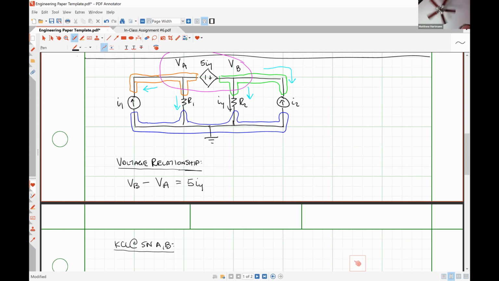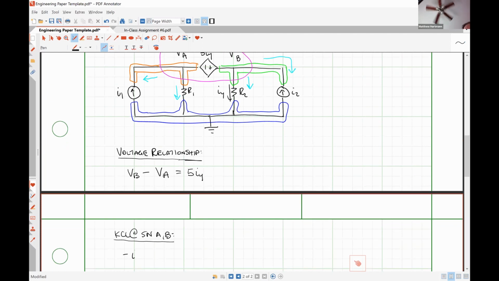My current directed to the left is going to be negative I1. My current directed down through the resistor R1 is the voltage drop over that resistor, so that's VA minus 0, just VA over R1. Then I have the current flowing through resistor R2, which is VB minus 0 over R2. And lastly, I have the current directed to the right, which is negative I2. Set this equal to 0.